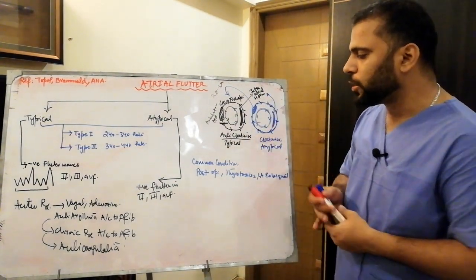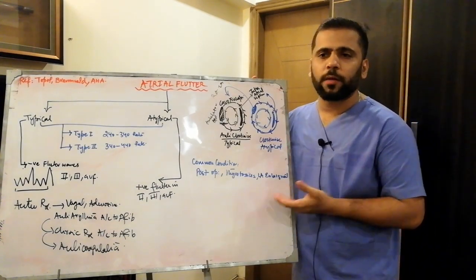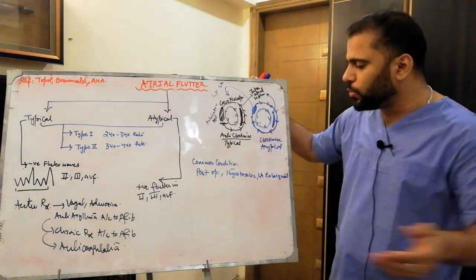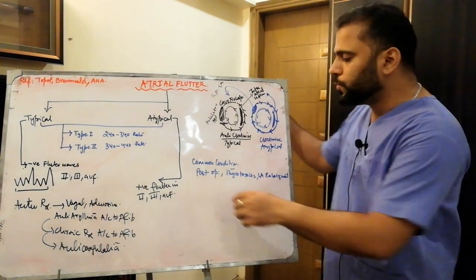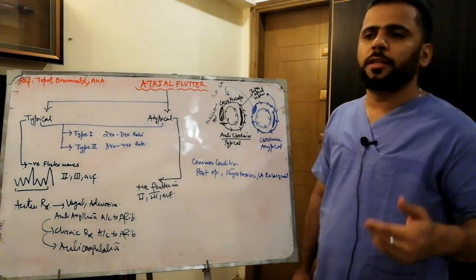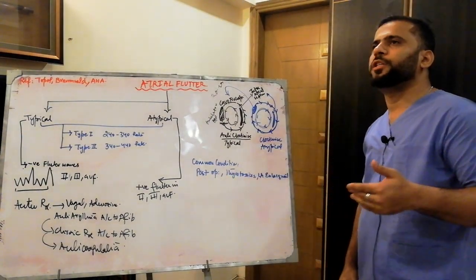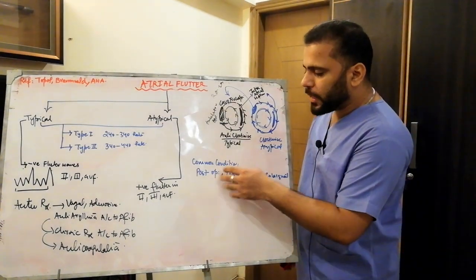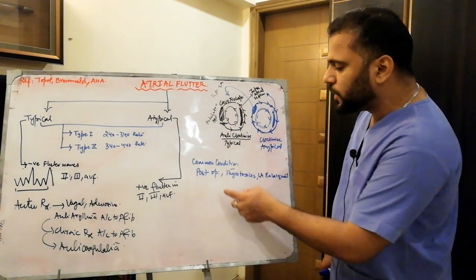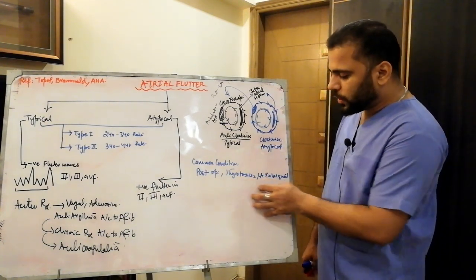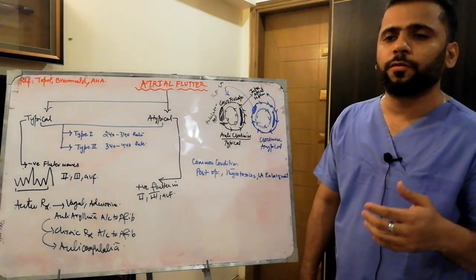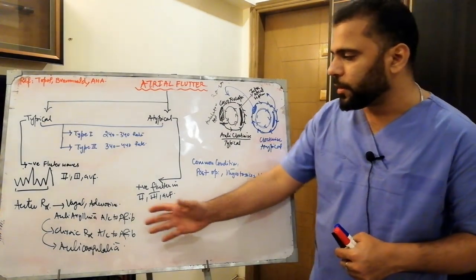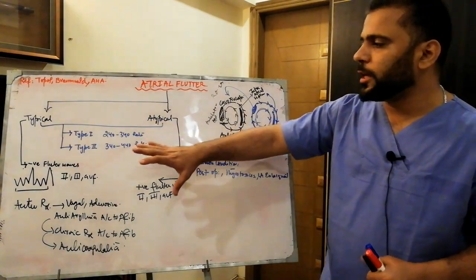And the common causes and conditions in which you will find atrial flutter: atrial flutter is the most common atrial tachycardia which you will face in the emergency rooms. Post-op conditions, most of the time post-cardiac surgery patients, have these atrial flutters. Thyrotoxicosis, and anything which causes LA enlargement, can cause atrial flutter. The acute treatment remains the same.